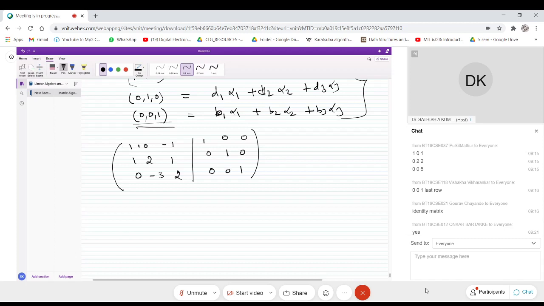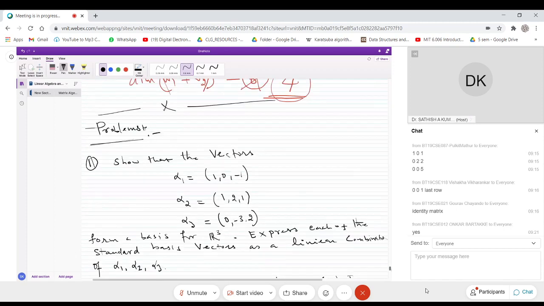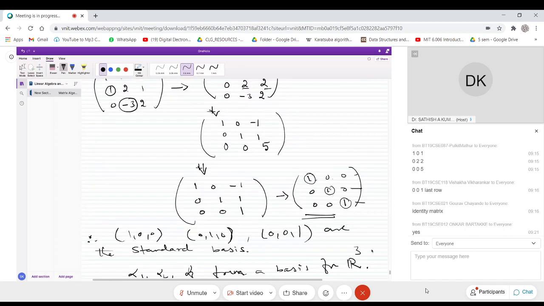So we already know that this matrix 1 0 minus 1, 1 2 1, 0 minus 3 2 reduces to 1 0 0, 0 1 0, 0 0 1. That is what we have already written here. This will reduce to this matrix only.